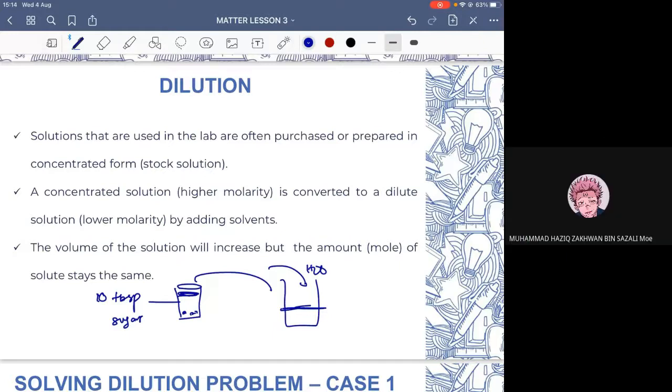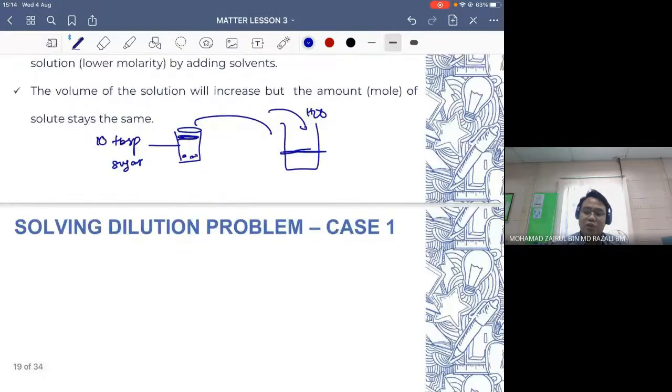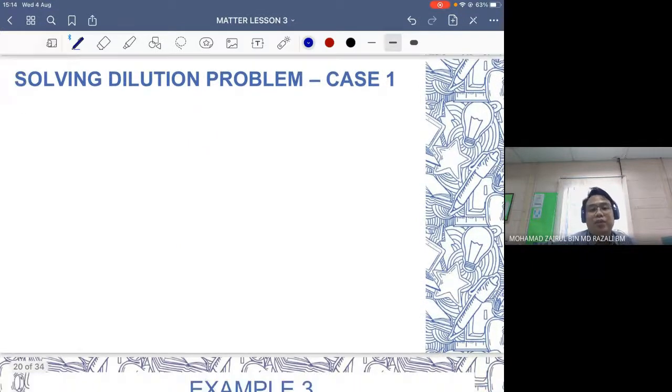Okay. So reason kita kena tahu benda ni sebab kita normally dilution ada two different cases. Okay, for dilution ada two different cases. So the first one okay, macam yang tea life tadi. Tapi ni kita guna contoh chemical lah. Tak guna contoh tea life lah. Okay. So, ada beaker.